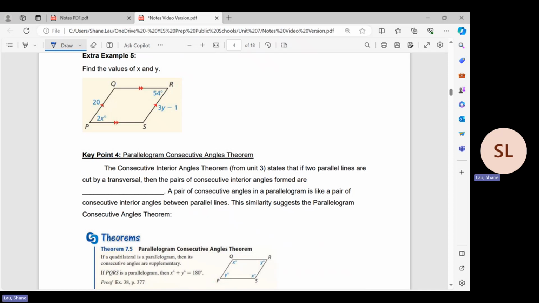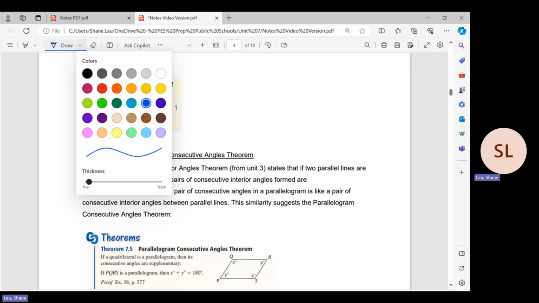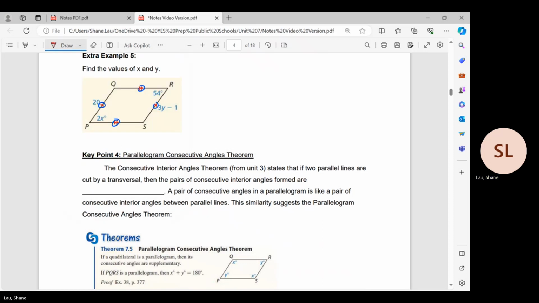Okay, I know that these are parallel sides because of these triangles here. So parallel, parallel, and two pairs of opposite parallel sides. That just means that we're working with a parallelogram. So let's label it as such.